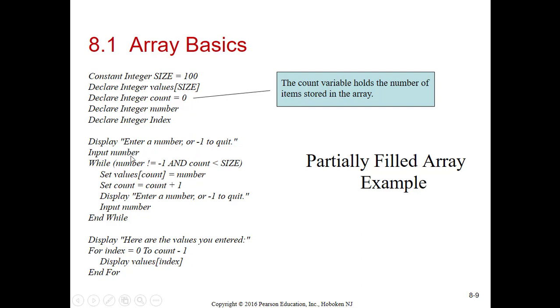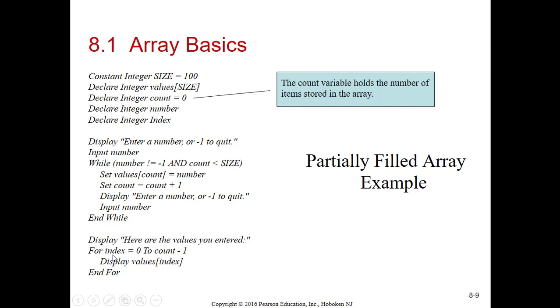So the user inputs the number up here on this input number statement. Inside the while loop, they're going to move the number to the element in the values array that's represented by the variable count. And then they're going to add 1 to the count to go to the next element, have them enter the number again or -1 to quit, and then another input number. Once it processes all 100 elements or they enter a -1, it's going to go down here and display all the values that were entered.